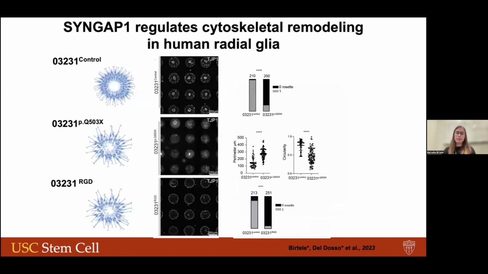To look even more into the role of the mutation in the cytoskeletal remodeling of human radial glia, we used another control line called O323-1, and we inserted the mutation in this control background. Similarly to the patient line, we saw an increase in failed rosette formation. Whenever formed, they presented a larger lumen and a more irregular shape. This highlights the role of SYNGAP in the cytoskeletal remodeling, but also indicates that the genetic background of the patient did not play a role in this phenotype.